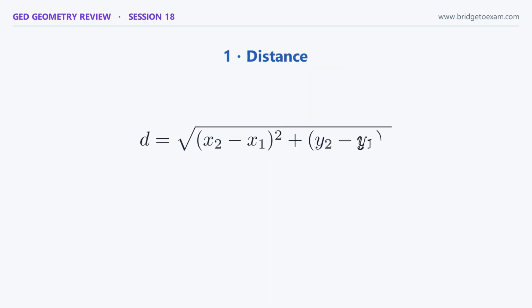First, distance. How far apart 2 points are. The distance formula is the square root of the change in x squared plus the change in y squared. It is really the Pythagorean theorem applied to the grid.